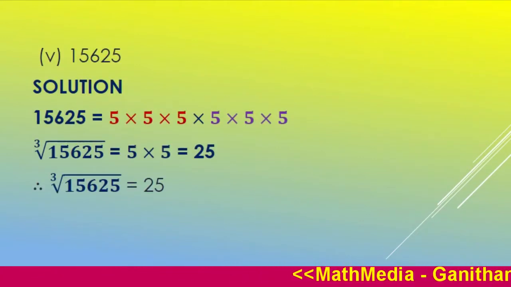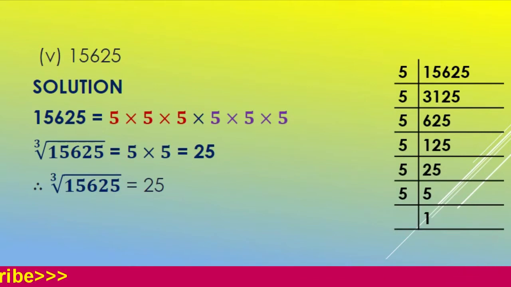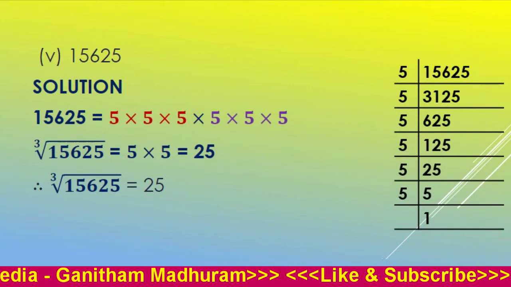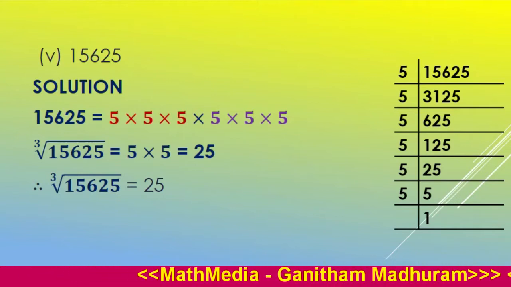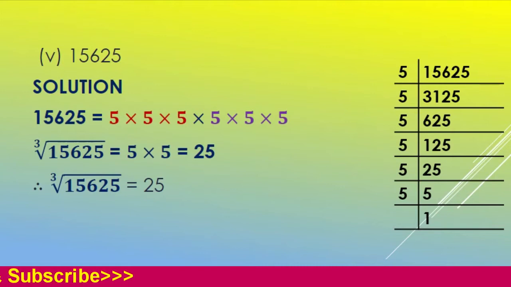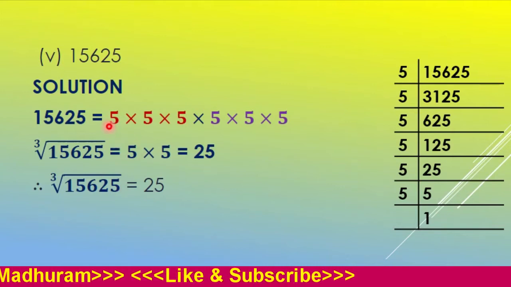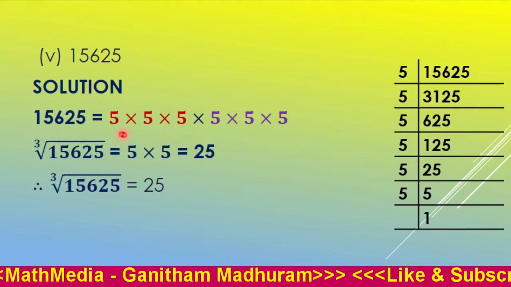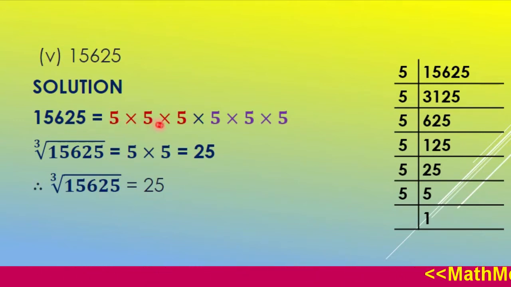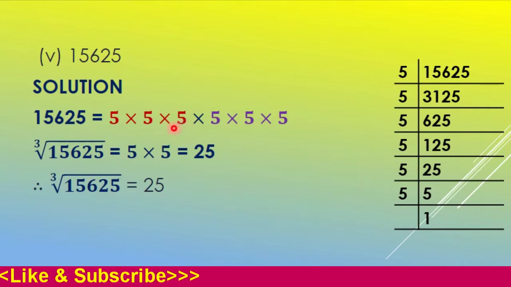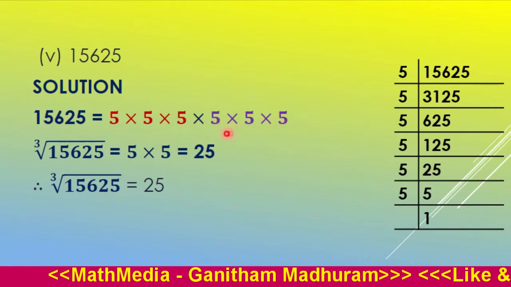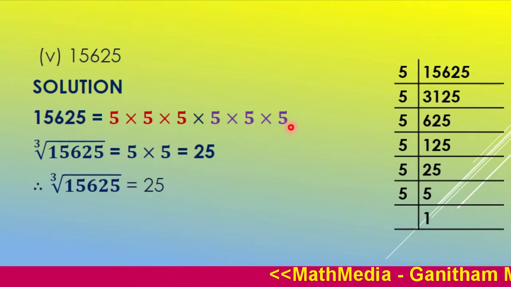Next is 15,625. We can make the prime factors of 15,625. While doing the prime factorization, we are getting six 5s multiplied. Now the next step, making a group of 3. So first three 5s I will make a group, and again a set of 5s are there. Again three 5s will form a group.